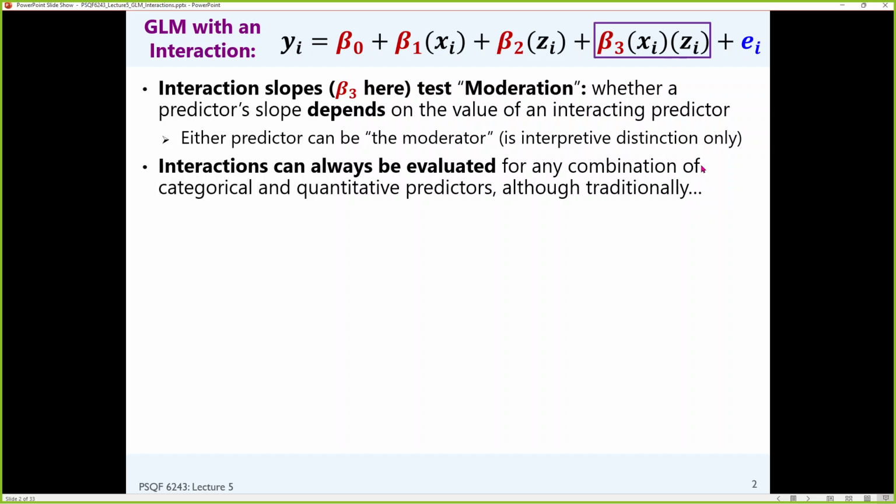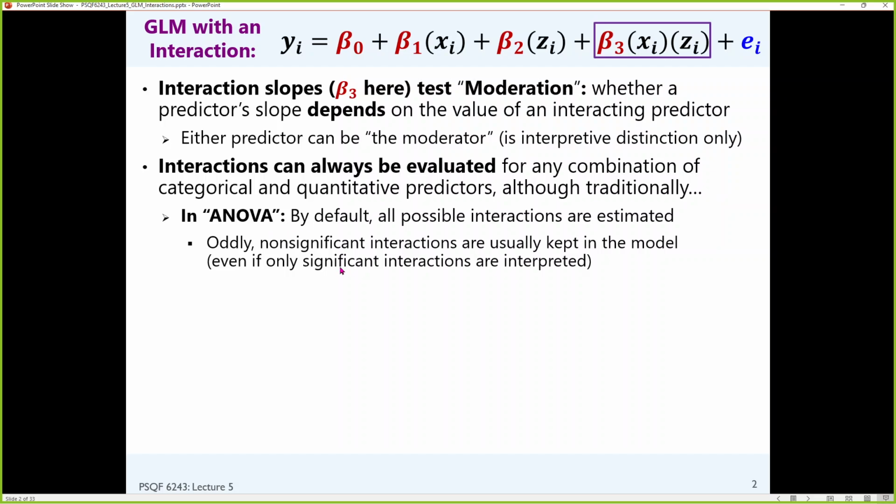However, this is where the language and history of general linear models gets a little bit tricky. So if you learned analysis of variance, that is the term that means you have a quantitative outcome being predicted by one or more categorical predictors, and you're interested in mean differences across your quantitative outcome. In those models, by default, if you have like 2 different grouping dimensions, interactions are included always.